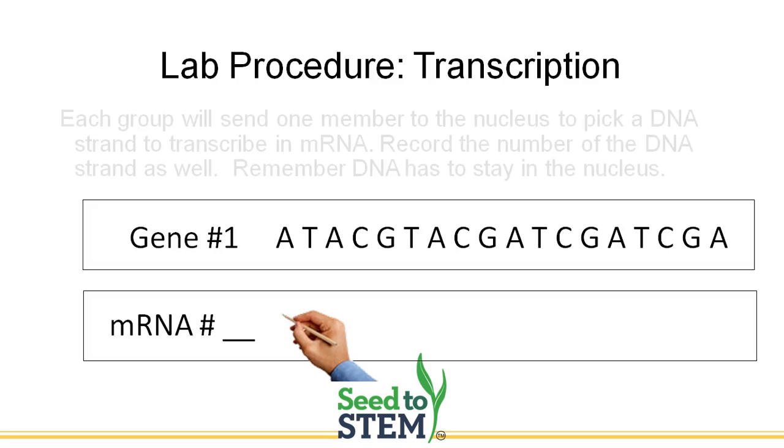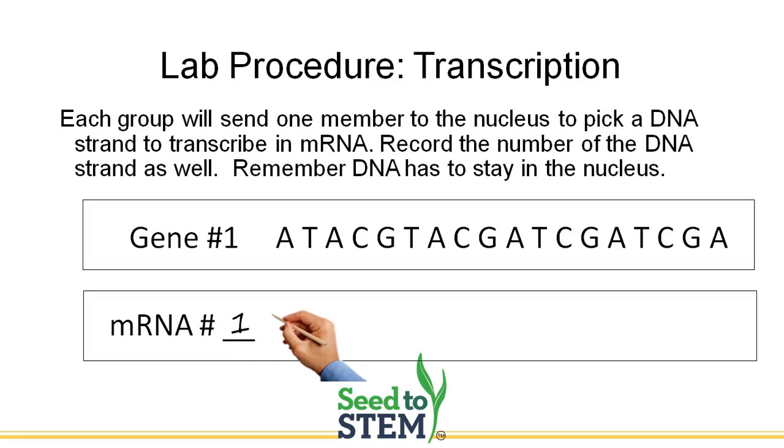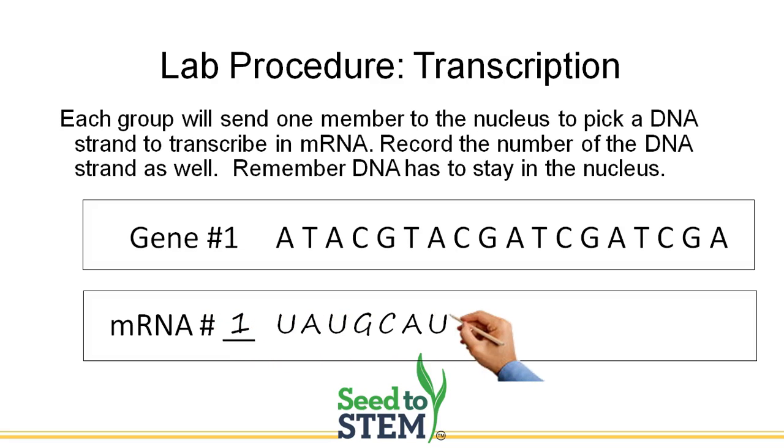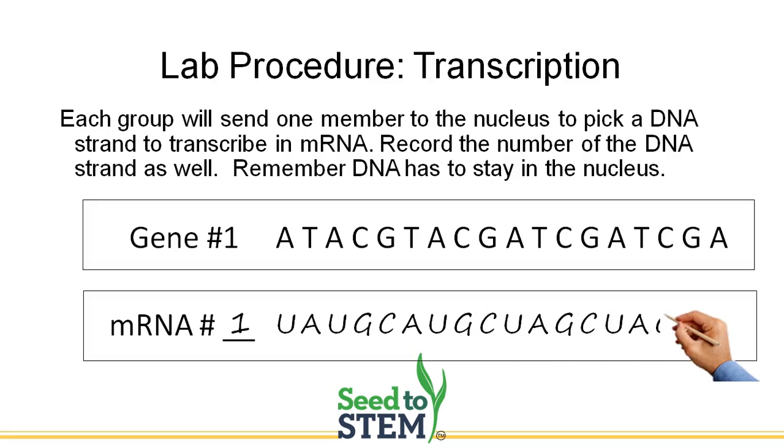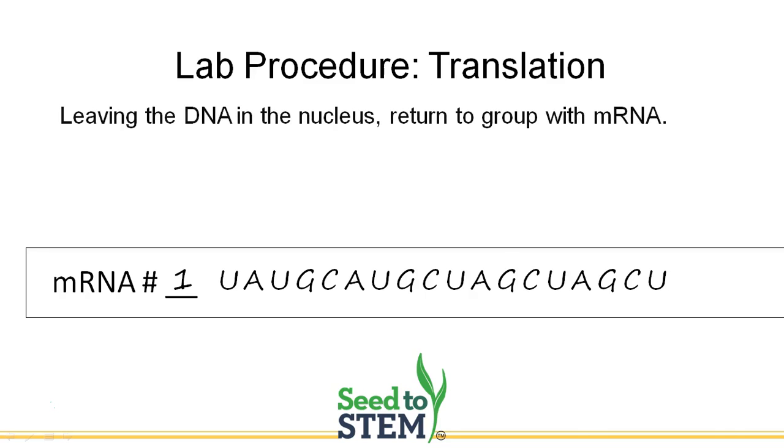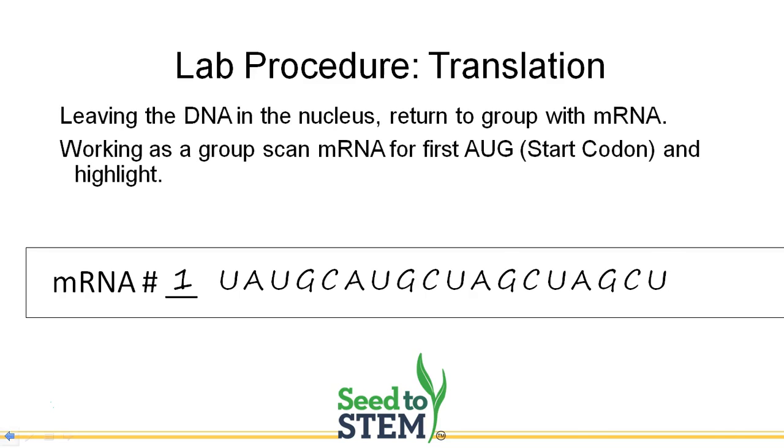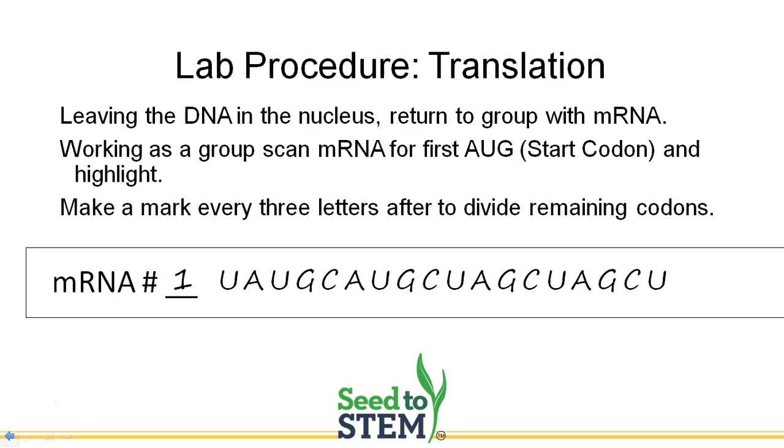To begin the activity, one student from each group will take a blank strip of paper and copy a DNA sentence into mRNA, modeling the process of transcription. Leaving the DNA in the nucleus, they will return to the group with their mRNA. In the high school version of the sentences, they will have to scan for the universal start codon, AUG, and mark the codons after that. The middle school sentences start with AUG and end with the stop codon.